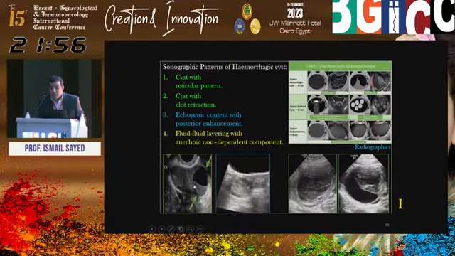Another pattern, fluid layering. But the non-dependent component should be echo-free. Otherwise, I will diagnose it as endometrioma. Endometrioma is the most common adnexal lesion displaying fluid level. But mostly the non-dependent portion will show low-level echoes.